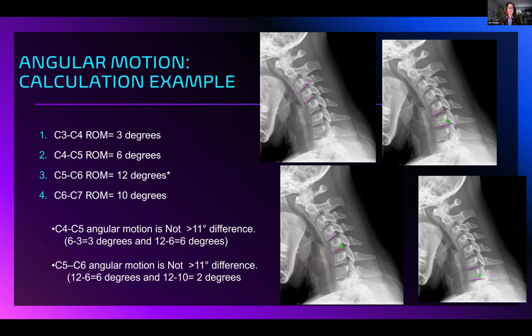Now, if we're looking at the angular motion at C5, C6 area, again, we're comparing to the level above, level below, and then it's not greater than 11 degrees. With this one, I know it looks more exaggerated when you see these, but when you go down and you're measuring it, you're like, oh, we're not greater than 11 degrees. Doesn't mean they don't have ligamentous trauma or injury. It's just not in the category of instability. And that's why we measure, right? We measure. We're not guessing.